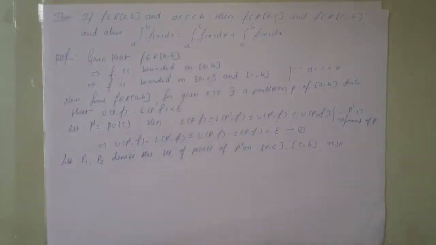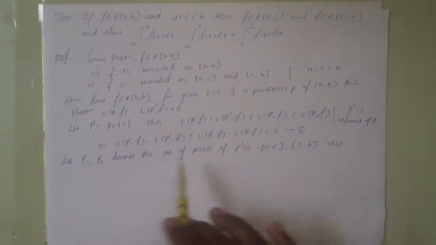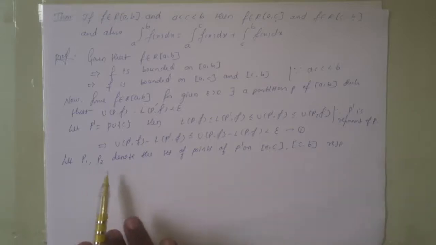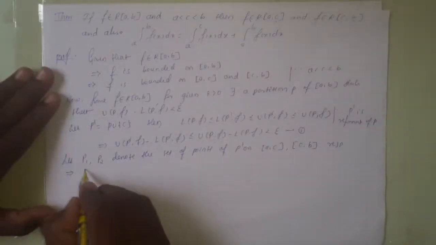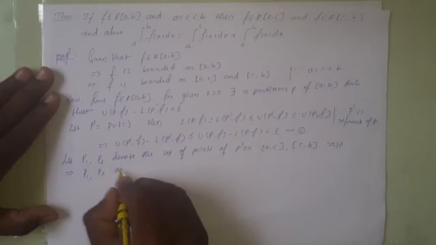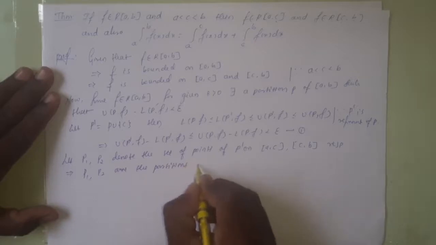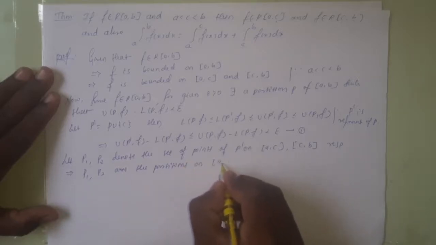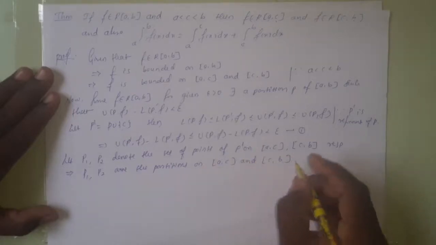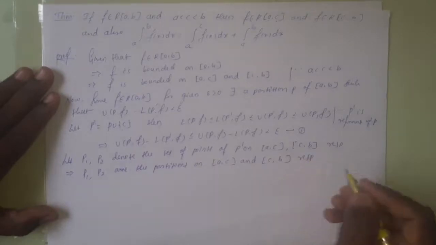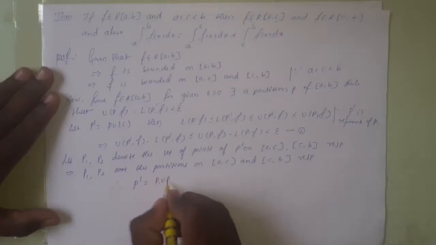So, let us consider the two sets of points P1 and P2, where P1 is the set of points on the interval AC and P2 is the set of points on the interval CB. So, now it implies that P1, P2 are the partitions on the closed interval AC and the closed interval CB respectively. So, therefore, P dash can be written as P1 union P2.